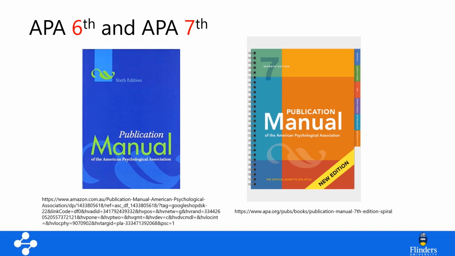Referencing styles are often updated periodically to reflect the changes which happened over time, much like dictionaries. The changes are often due to new formats of documentations, for example, electronic or digital resources, a relatively new format of resource. While this guide focuses on the APA 7th, which is the latest version of the APA manual, you should check with your lecturers which edition, 6th or 7th, your topic coordinator prefers you to use.